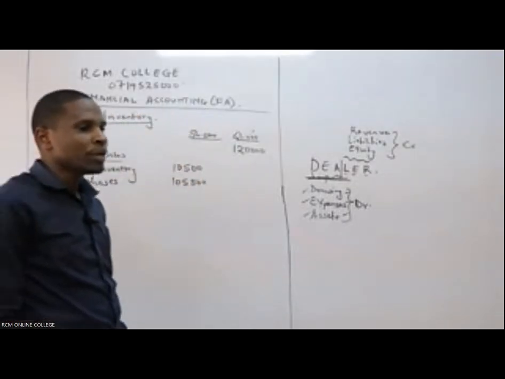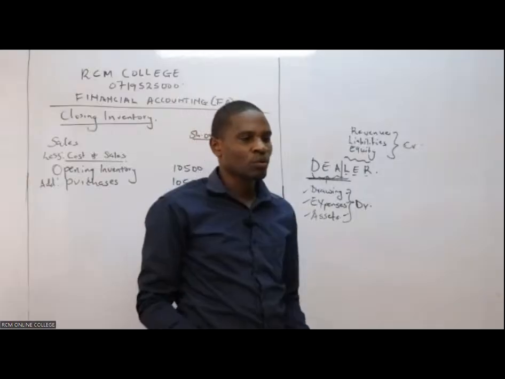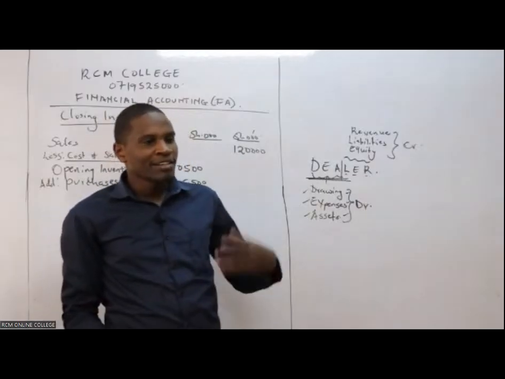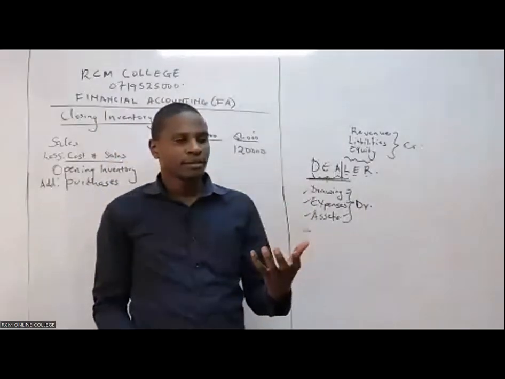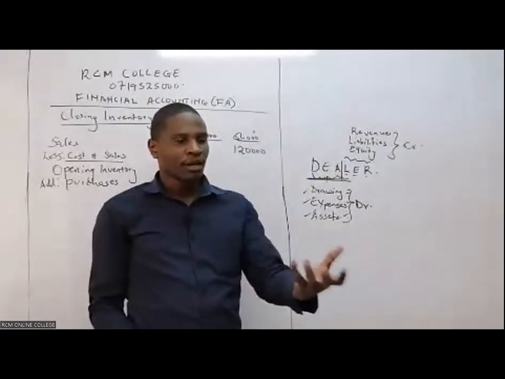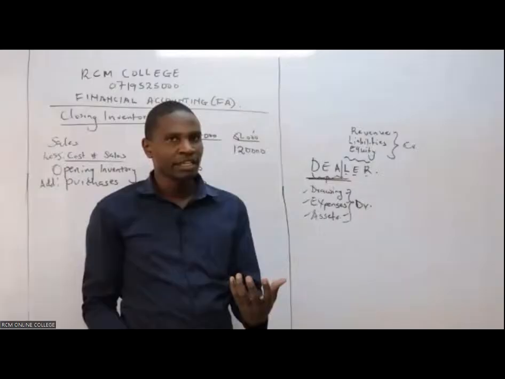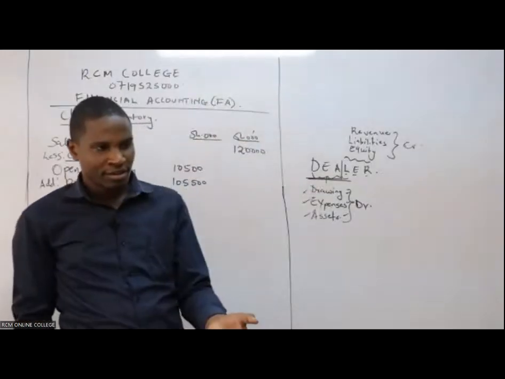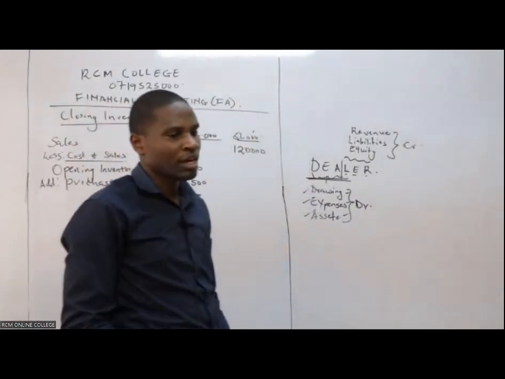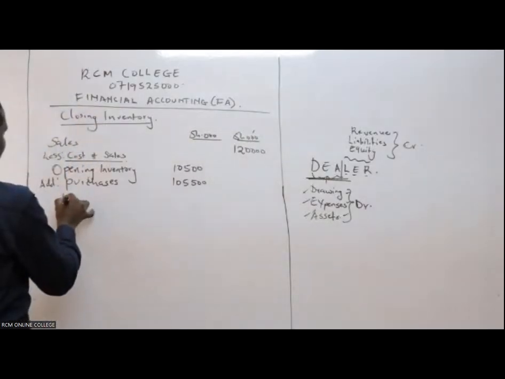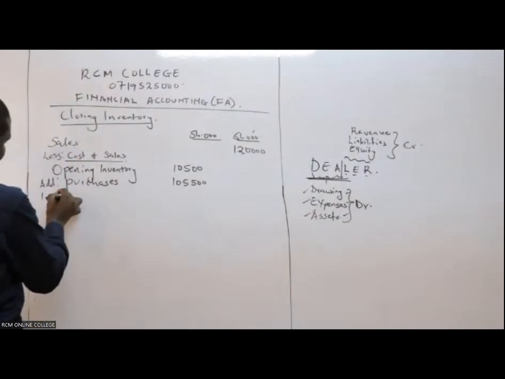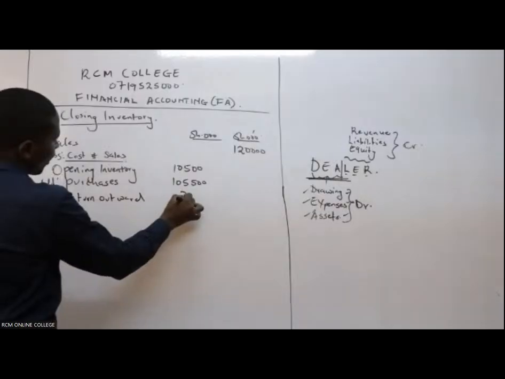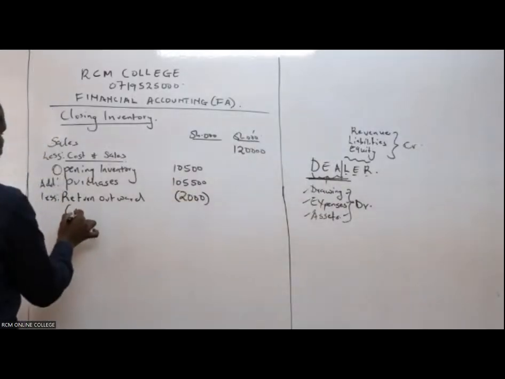Now, can you tell me, do we add return outward or do we less? Remember, we have carriage inward, the cost that we incur when we are bringing the goods into our business. Carriage inward is added. And then return outward, we subtract. Return outward, we less. Less return outward.